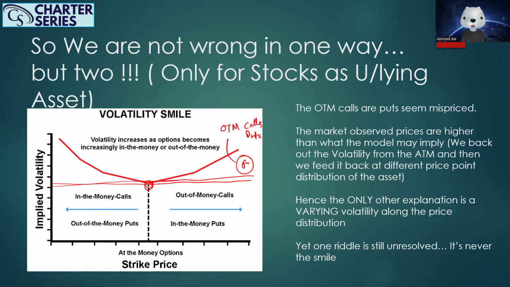And when you compare those calls and put prices with the market driven calls and put prices, even for the OTMs, you will see that the BSM model's calls and puts are invariably much lesser than the market prices, which tells us that this can only be possible when the associated volatilities for the OTM options are actually greater than what the model suggests. In other words, volatility does not remain constant.